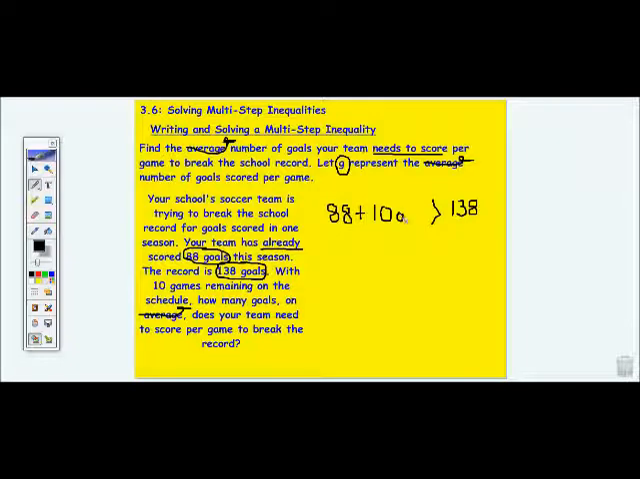So that's going to be my variable. So if I take the 88 we already made, plus 10 games with possibilities of goals in each one of them, that would be our variable, because we would multiply that by how many games we played. That is how we would go ahead and write a multi-step inequality. The next steps would follow the same procedure we did with equations. Move your constant terms so that they would be on the same side of the inequality. So we need to subtract 88 from both sides.